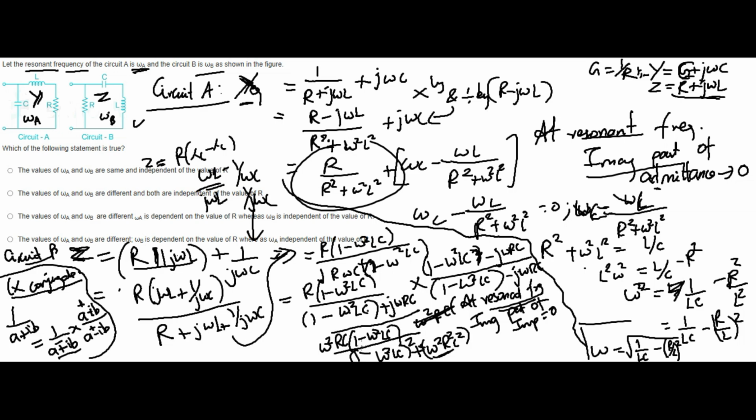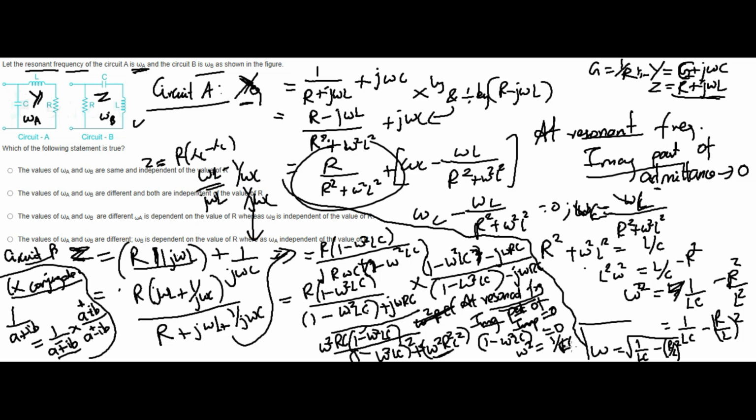What this thing means, listen: this 1 minus omega square LC is the only part after you are cancelling the imaginary part. After cancelling the imaginary part of the equivalent to 0, everything will be going away. This one will become 0. So omega square is equal to 1 divided by LC, is it right?